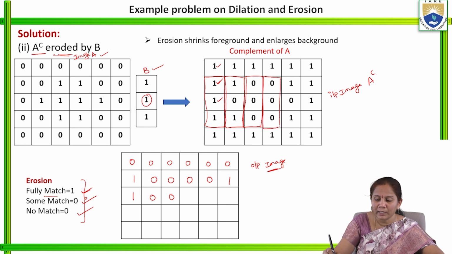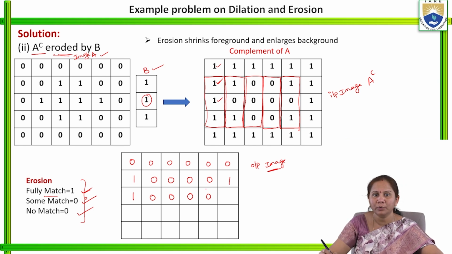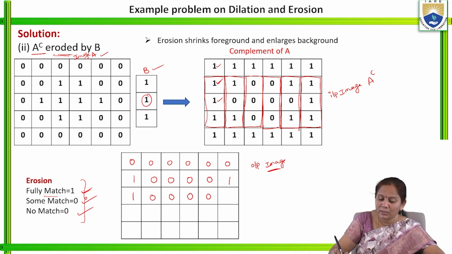After shifting again, all are zeros. So there is no match. Next, if you shift the structuring element to find the next element, 1, 0, 1. This is not matching with B. So it is only some match. In this case, according to erosion, put it as 0. And if you see these values, all are ones. B is also having all ones. So it is fully matched. According to erosion, put it as 1.